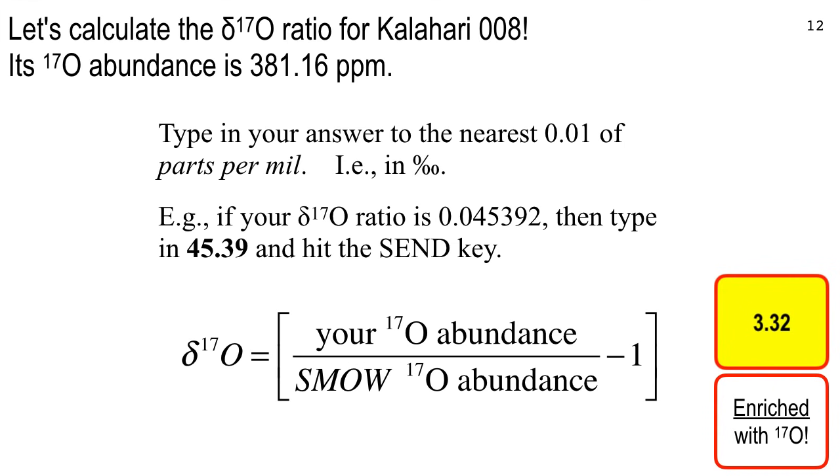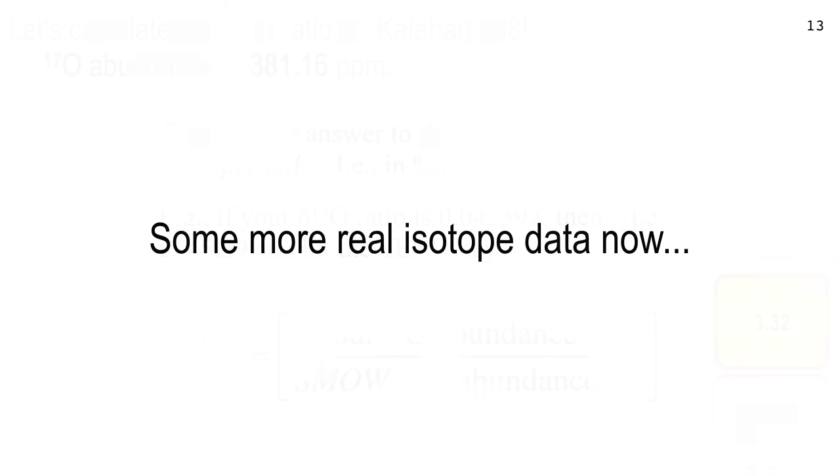But what you would do is 381.16 divided by 379.9, and that's going to give you 1.00317, I guess. Is that about right? And then you subtract the 1. So maybe I'll do an example in the homework instructions just to make sure you have some additional guidance. All right, now let's take a look at some more isotope data.